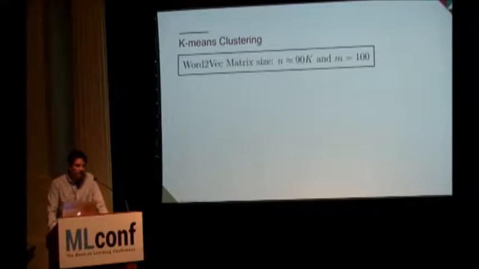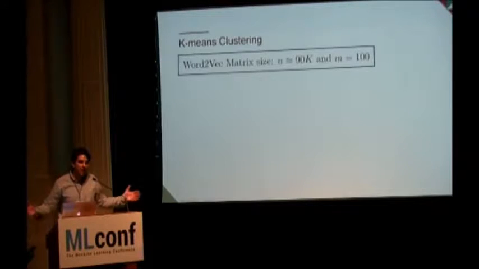So after building the word-to-vec matrix, I got a 90K by 100 matrix. So from 6 terabytes of data, I have a model that you can put in your laptop. You can compute cosine distances with all your words. So this is very easy to manage and to put in the iPad application.